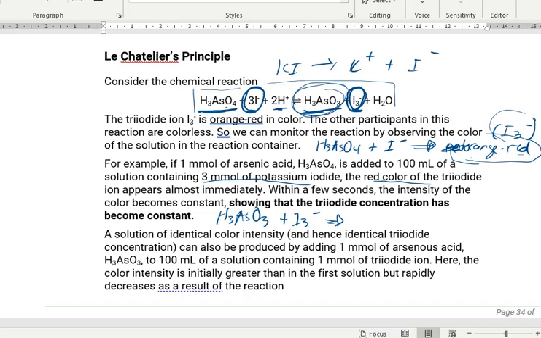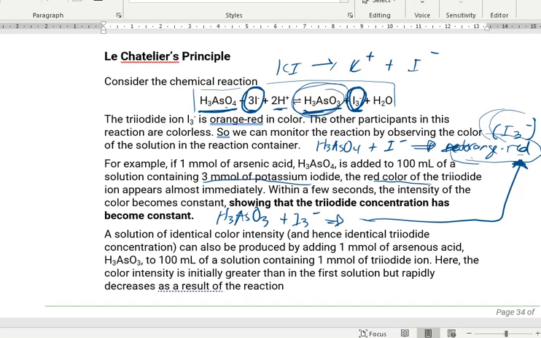the orange red color was very intense until such time that the intensity became the same as the intensity of the first solution. Okay? So that means from a very intense color, its intensity decreased, which means the triiodide concentration also decreased until such time that it became the same. Right?